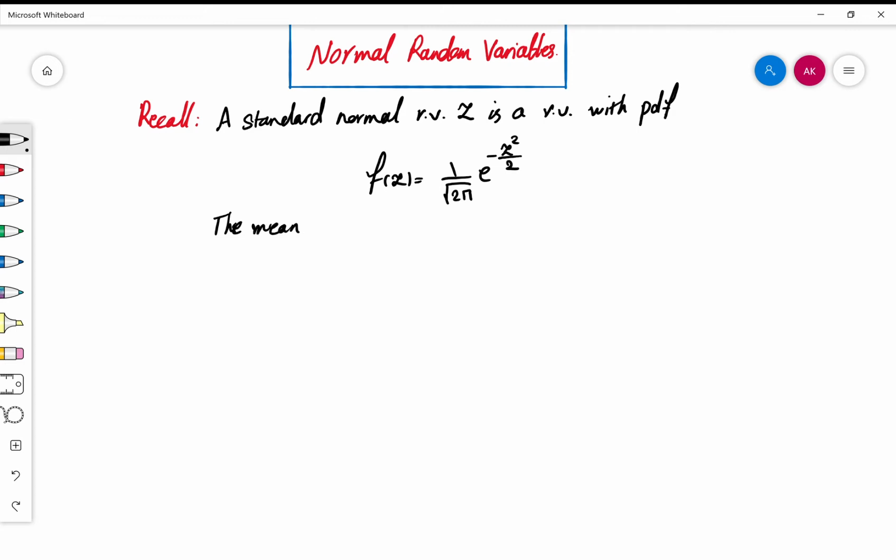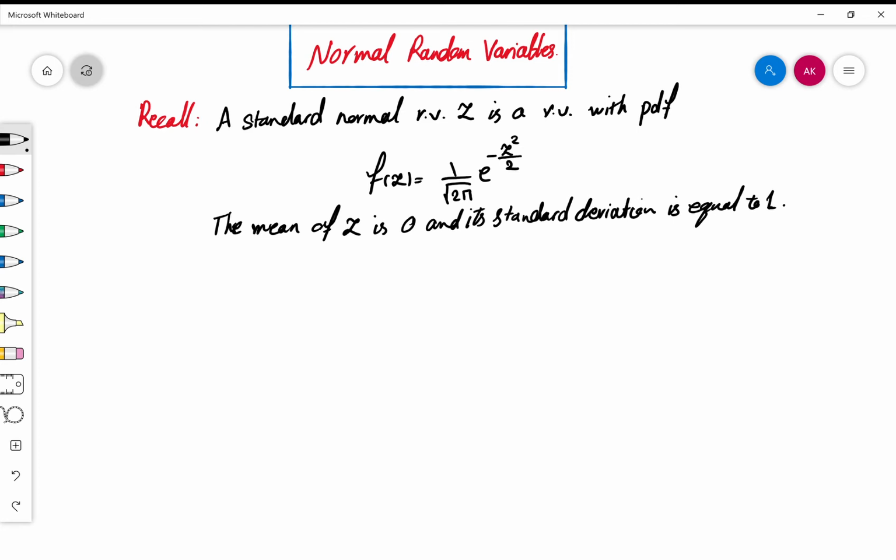Then we learned also that the mean of Z is 0, and its standard deviation is equal to 1. So it has these two properties, but everything comes from the fact that it has this PDF function. Well, we generalize this thing in general.